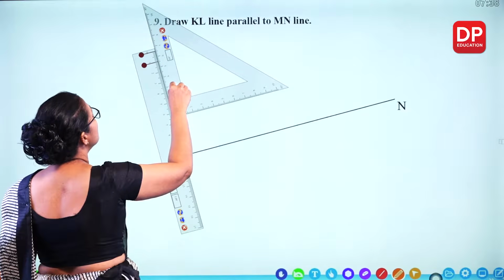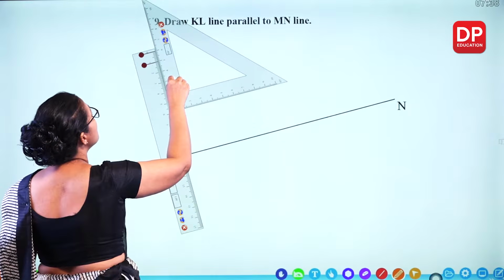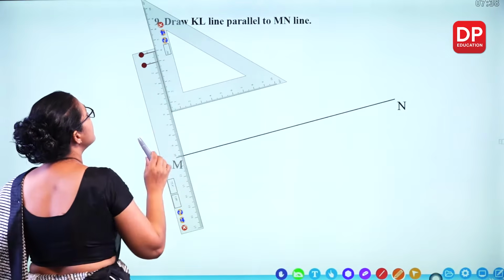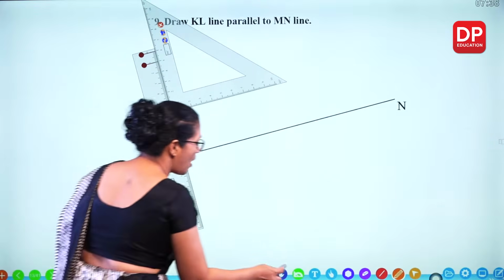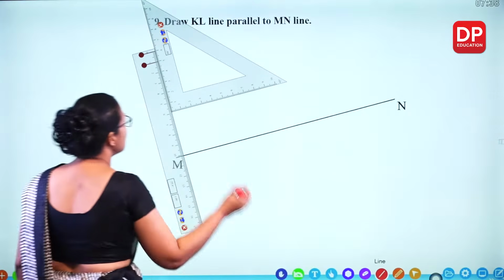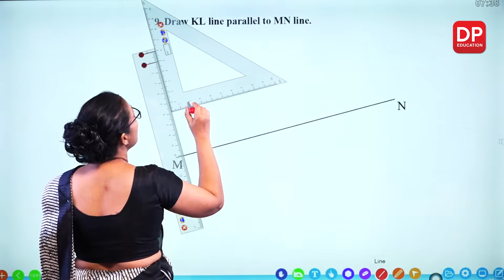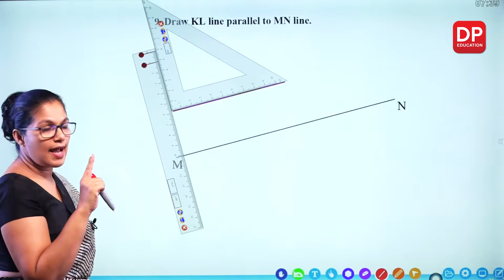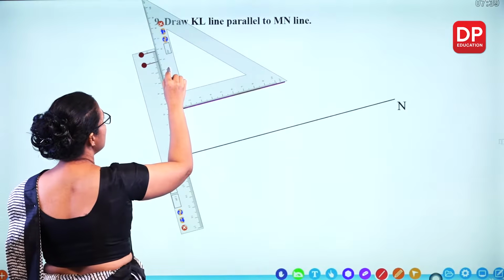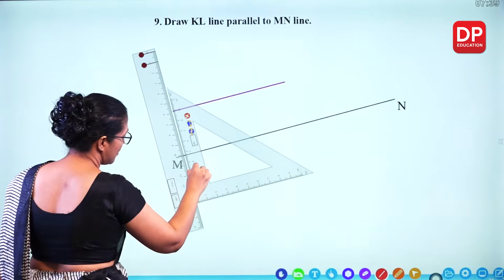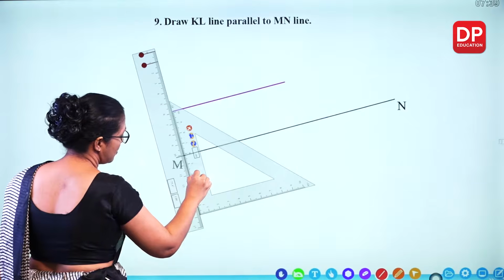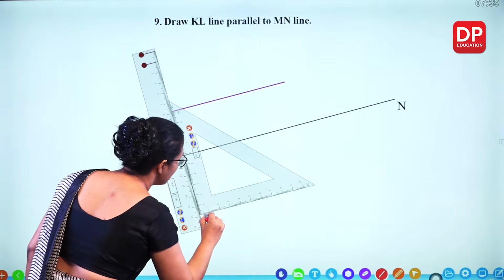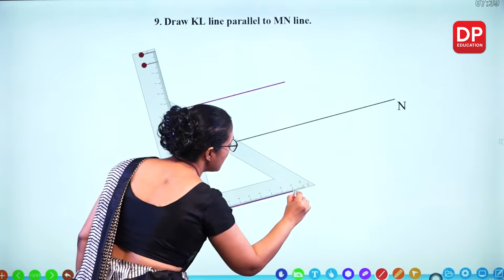Hold the straight edge, it means ruler, tightly and push the set square up, and you can draw KL line. This is KL line. So if you are doing that above, that's the line. If you want to draw it down, you take this one down and draw the line. So I'll show you both ways.